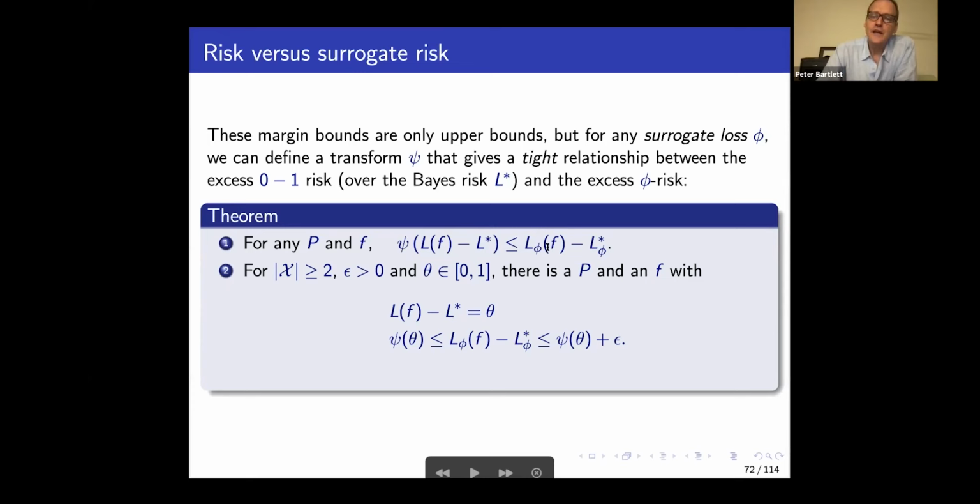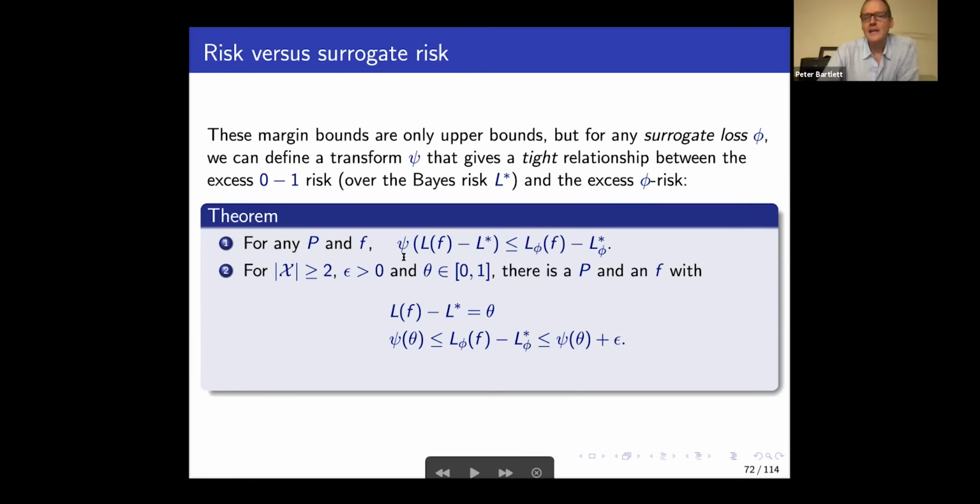You can show that for any surrogate loss phi, this is the expectation of that loss for our function f, and this is the minimal value of that expectation for any measurable function. So this is kind of an excess phi risk. For any phi, you can define a transform. There's a specific recipe for coming up with this psi as a function of our surrogate, so that you can relate the excess risk over the optimal to the excess phi risk.